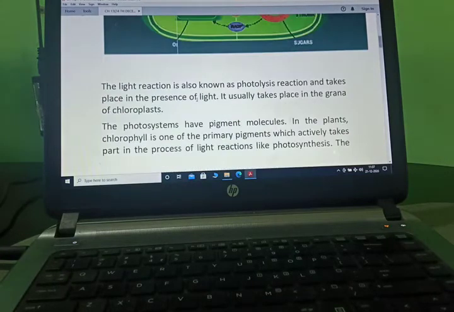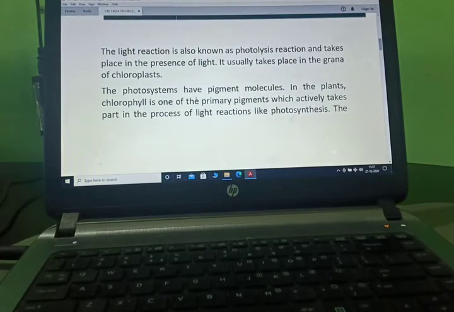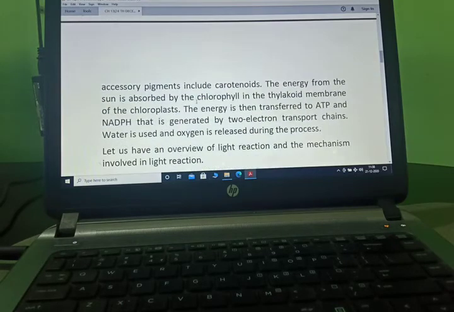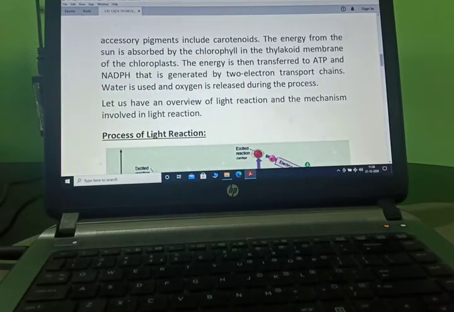The light reaction is also known as the photolysis reaction and takes place in the presence of light. It usually takes place in the grana of the chloroplast. The photosystems have pigment molecules. In plants, chlorophyll is one of the primary pigments which actively takes part in the process of light reaction like photosynthesis. The accessory pigments include carotenoids.